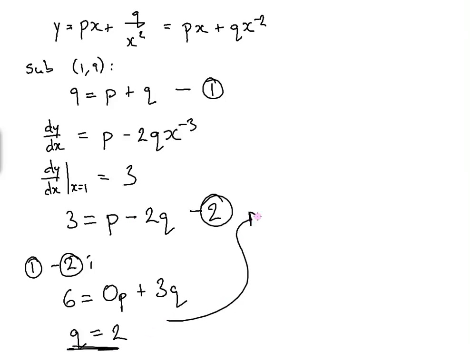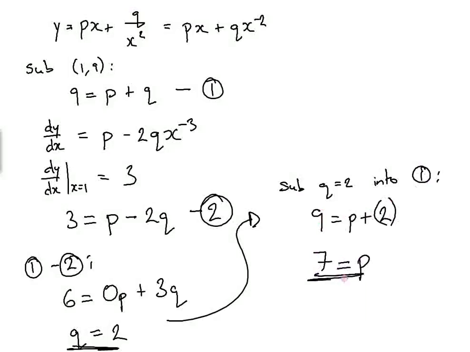I'm not finished yet. Sub q equals 2 into, say, the first equation. What will we get? Not 2, 9, sorry, here. 9 is equal to p plus 2, so 7 is equal to p. And now we've found our values for p and for q. And we have finished part A and part B.